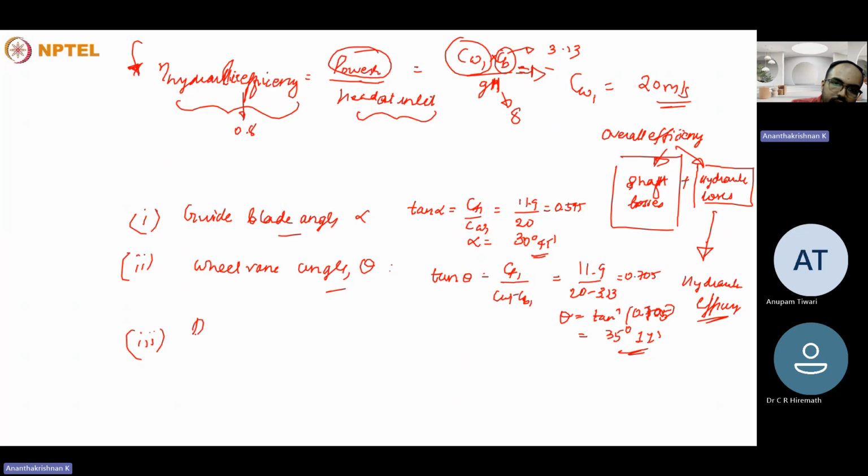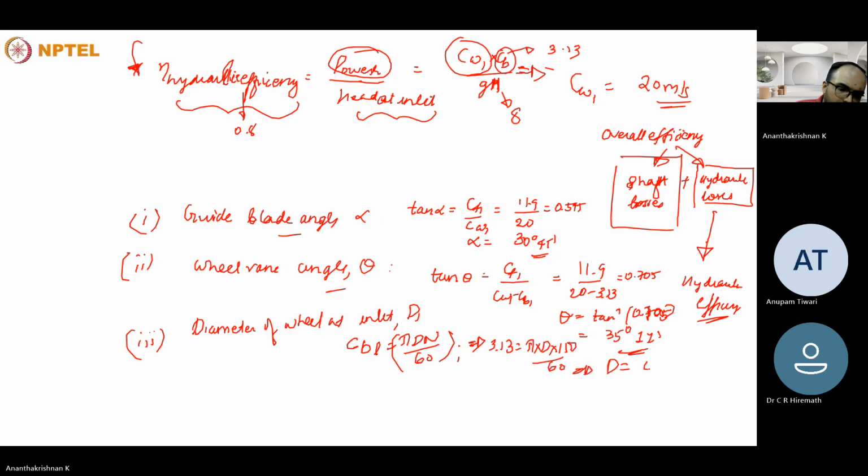So how will we calculate the diameter of the wheel at the inlet, D1? So we know the blade velocity. C blade is equal to pi D N divided by 60 at the inlet. C blade we have already calculated from the formula that is available. That is equal to 3.13. That will be equal to pi into diameter into N. N will be 150 divided by 60. That will give D equal to 0.398 meters.